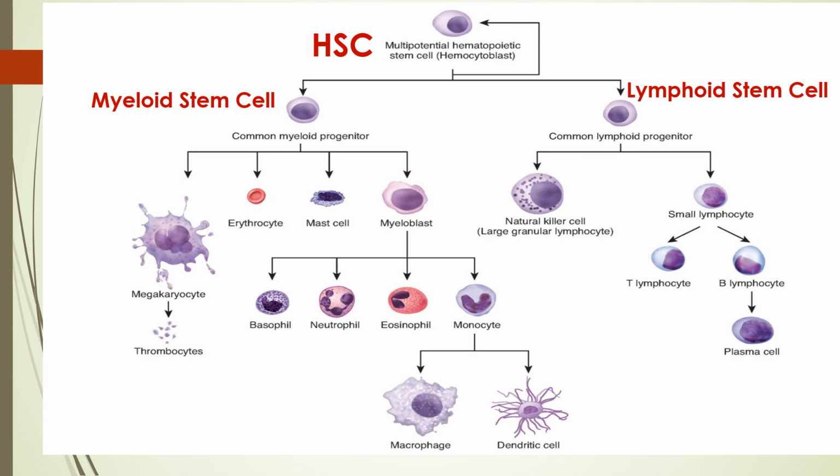As far as the lymphoid stem cell is concerned, the common lymphoid progenitor stem cell gives rise to two types of cells: natural killer cell, which is also called large granular lymphocyte, and the small lymphocytes. The small lymphocytes are of two types, T lymphocytes and B lymphocytes. B lymphocytes are also the antibody producing cells. These B lymphocytes then mature into plasma cells, which make a lot of antibodies against the foreign antigens and infections.